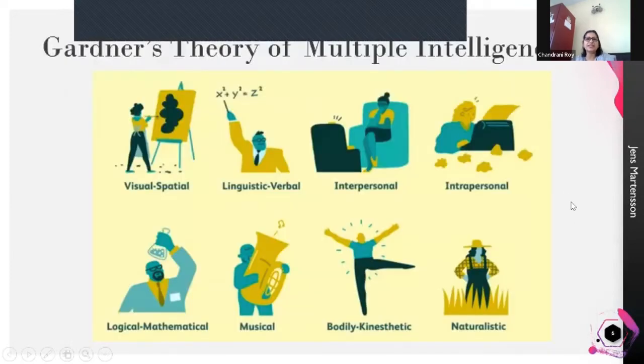After this, I would like to draw your attention to something a little different, and it is the theory of multiple intelligence. It was given by Howard Gardner, an American psychologist. So teachers, have you come across this theory?